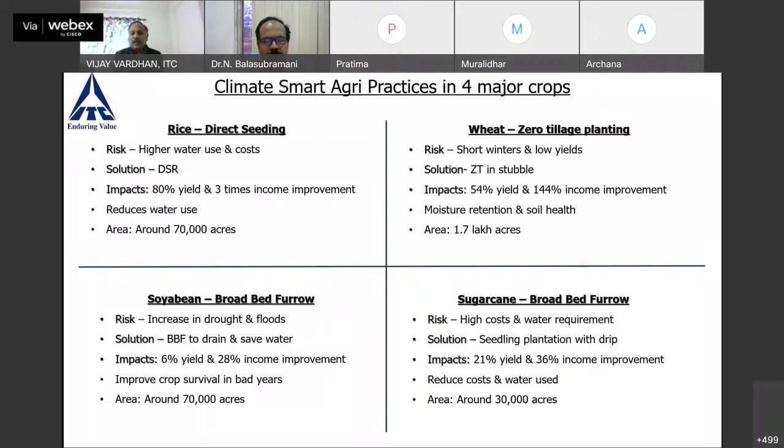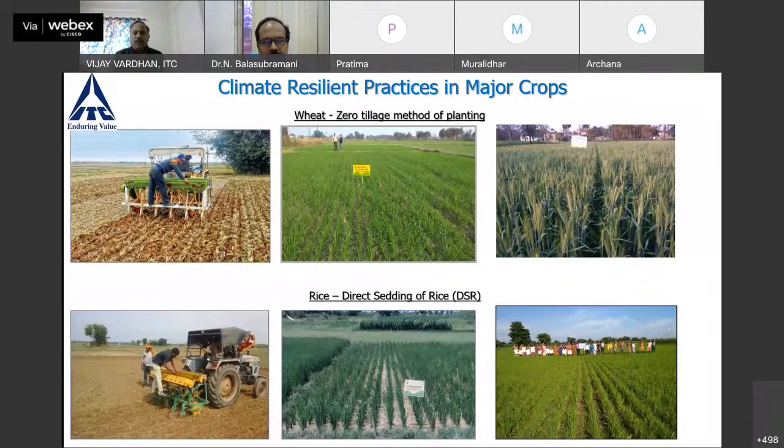All the numbers quoted in terms of yield improvement, cost reduction and income improvement, all this we do through our knowledge partners, who get studies done, and those numbers are what we then multiply across the country. So visually, like zero tillage, we can see the plantation in the paddy stubble.